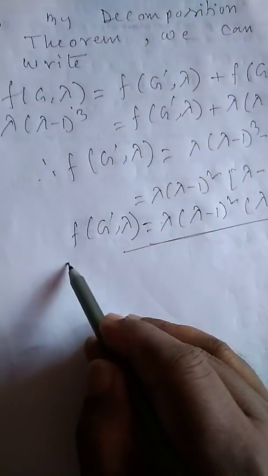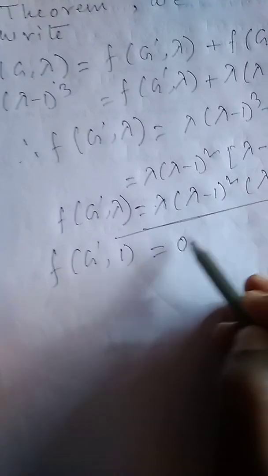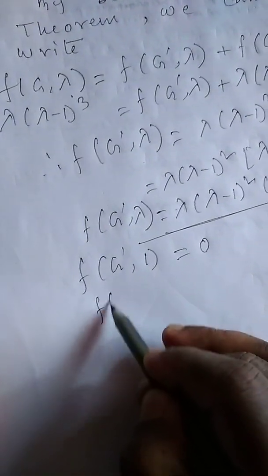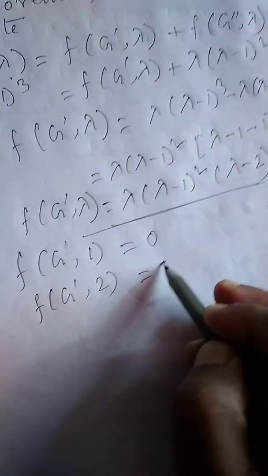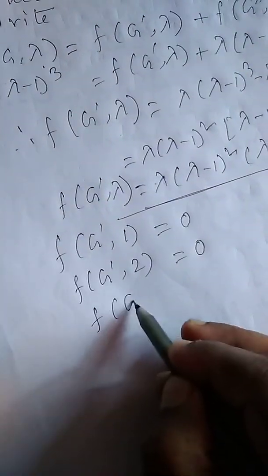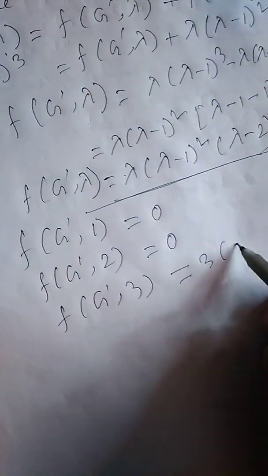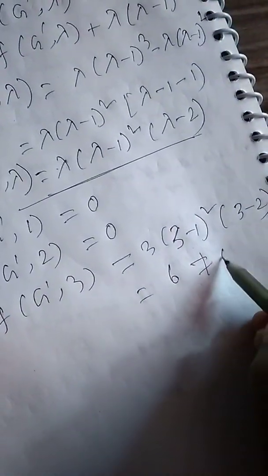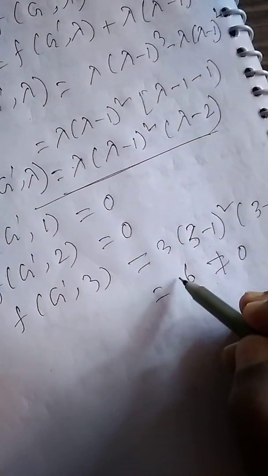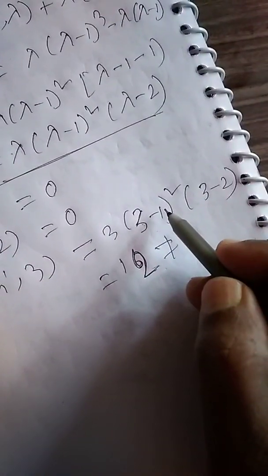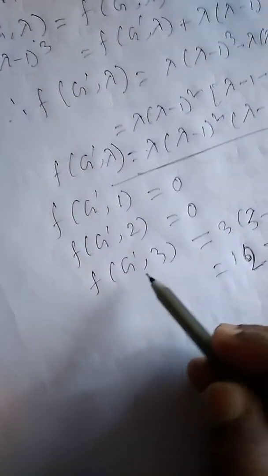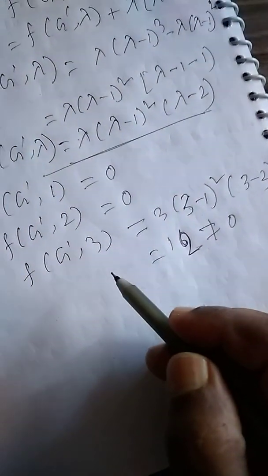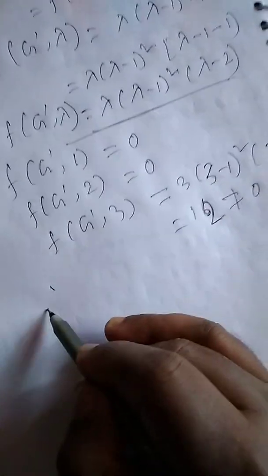Now you see, for what values of lambda we have to find the chromatic number. So f of g dash 1 is equal to 0. If we put lambda equal to 1, this becomes 0. f of g dash 2 is also 0. If we put lambda equal to 3, then 3 minus 1 whole square into 3 minus 2: 3 minus 1 is 2, 2 squared is 4, 4 into 3 is 12. Not equal to 0. So g dash 3 is not equal to 0, that is, for lambda equal to 3.